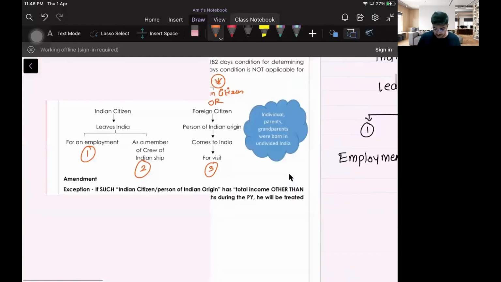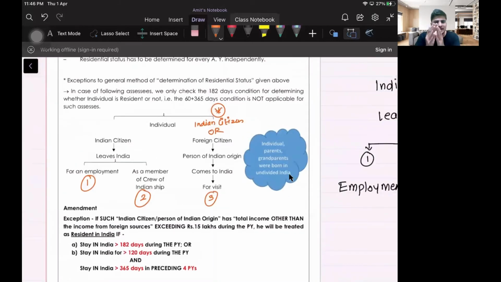Perfect. Okay. Now I will repeat the entire thing in 1 minute. If you are falling under the exceptions, the second basic condition is not applicable. There are 3 categories. Category number 1, you are an Indian citizen who is leaving India for 2 purposes: first, for employment; second, as a member of the crew of an Indian ship. Third category, you are an Indian citizen or a person of Indian origin who is coming to India for a visit. Then in that case, the second basic condition is not applicable.